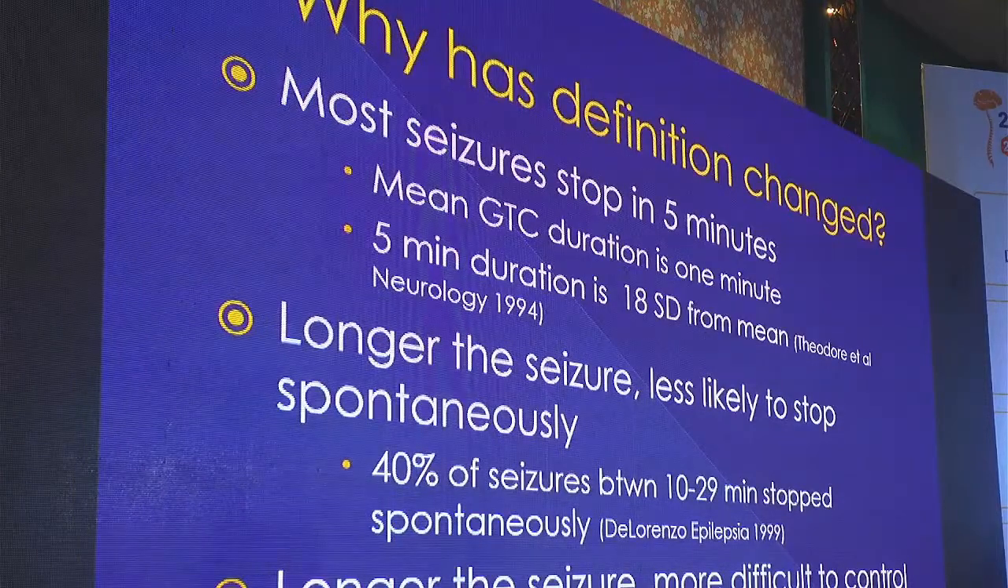For example, benzodiazepines work as effectively as 86% if the seizure duration is less than 20 minutes, whereas if it's beyond 30 minutes, the chance of it working is just 15%. So we talk of time is brain in stroke, but I think it's even more crucial in terms of minutes when it comes to seizures.